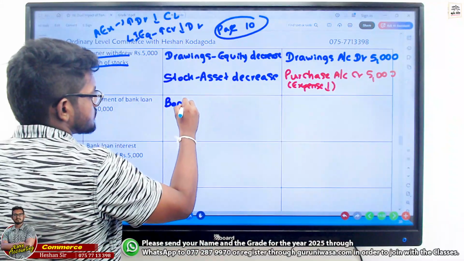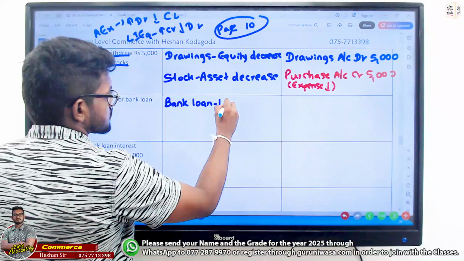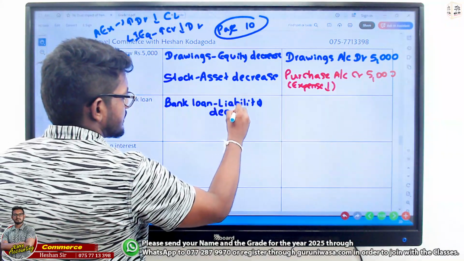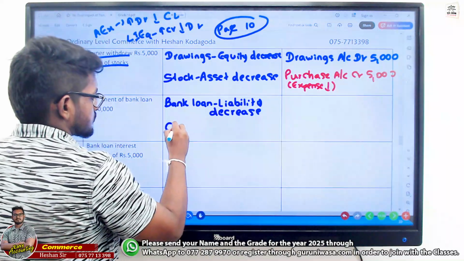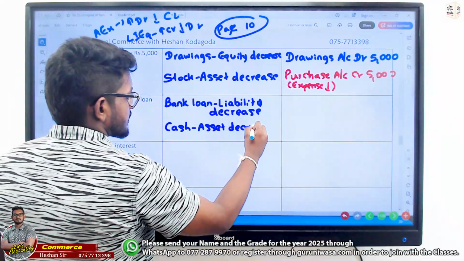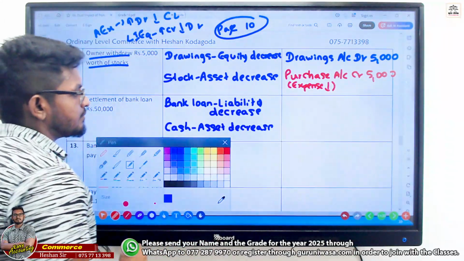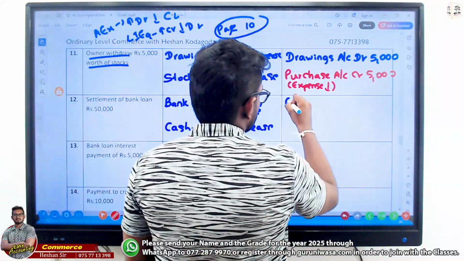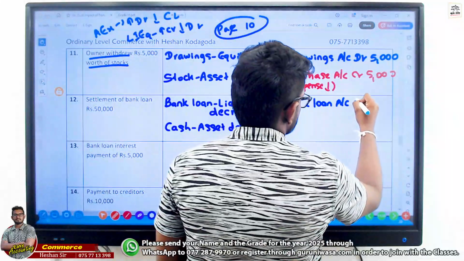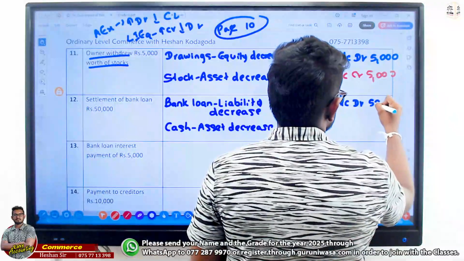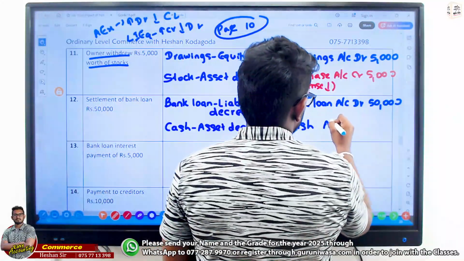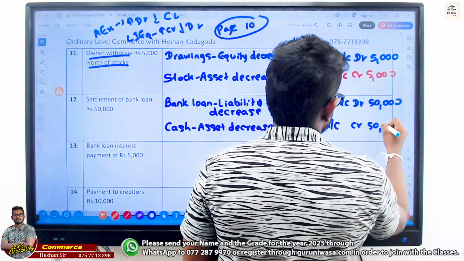Bank loan liability decrease. Cash asset decrease. So when the liability decreases, you know it's debit. Bank loan account, debit 50,000. Cash account, credit 50,000.